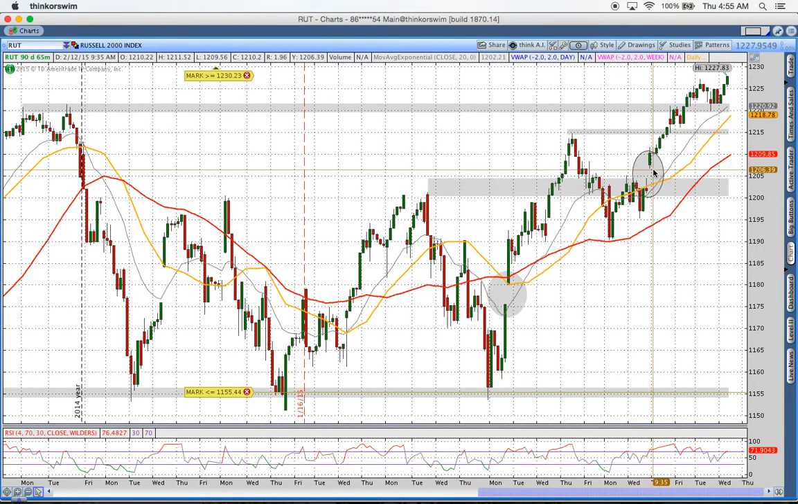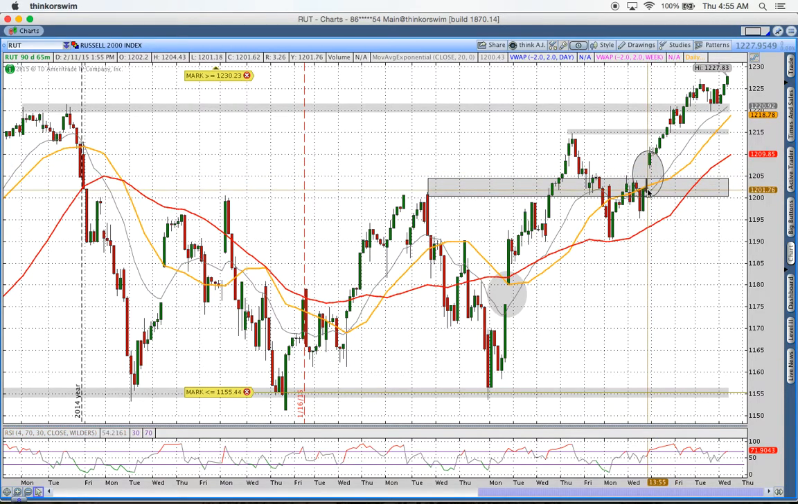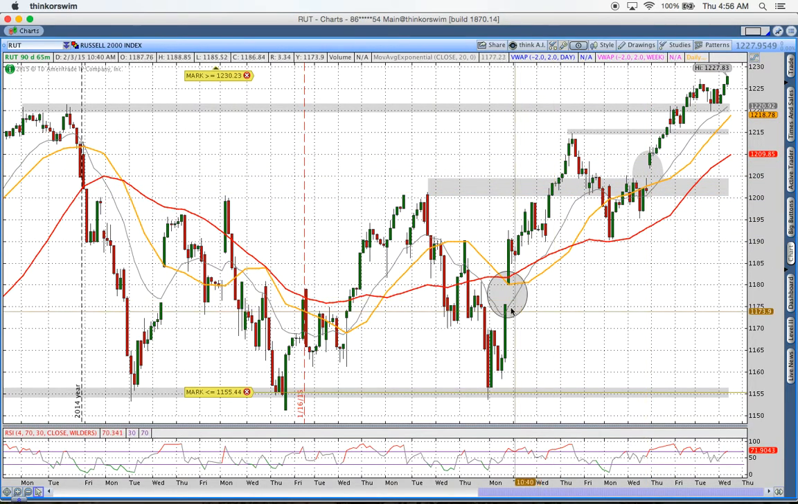What I've done here is I've illustrated that there's a gap, and we haven't filled this gap, but that doesn't mean we're coming down to fill it anytime soon. I'm just aware that it exists. And again, there's another gap down here around the 1175 to 1180.